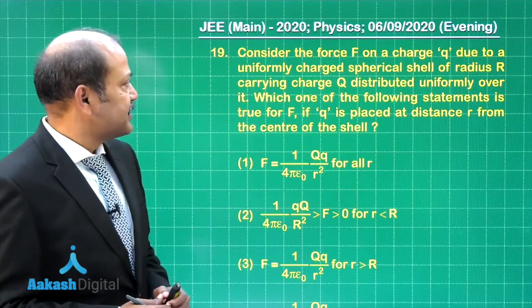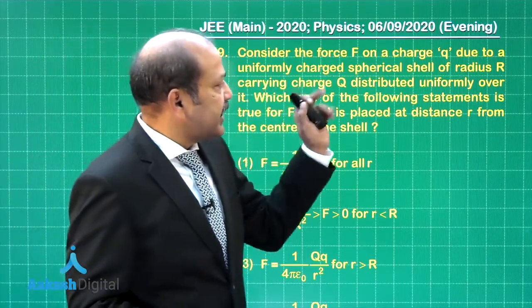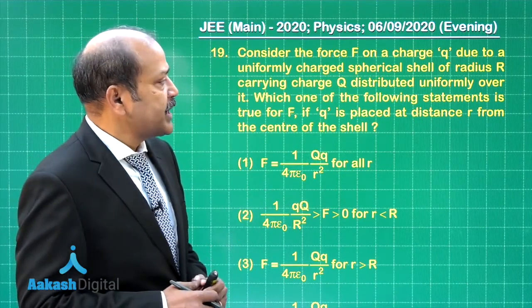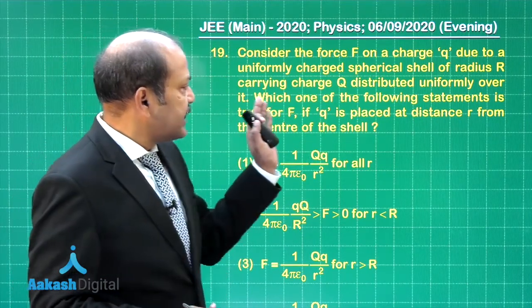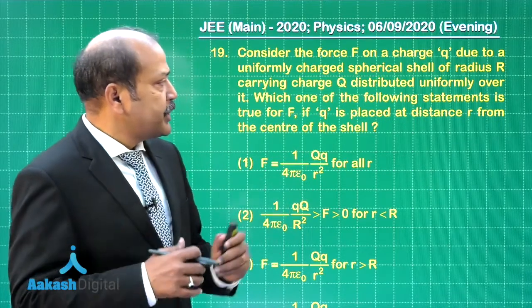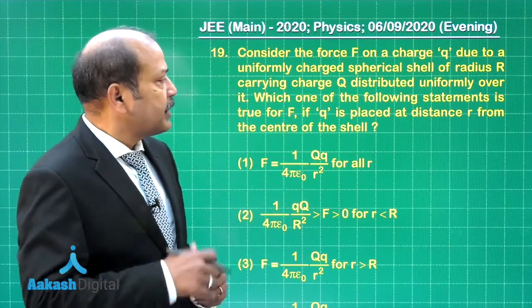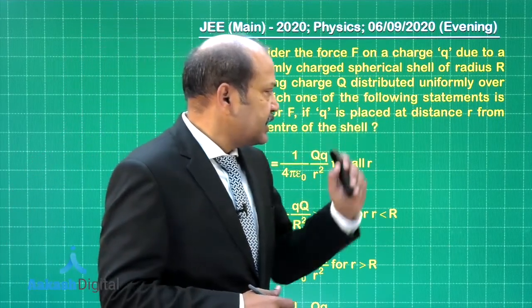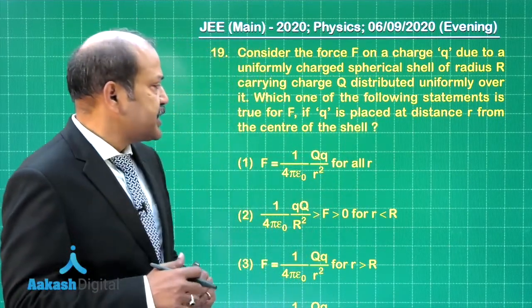Question 19 says, consider the force F on a charge Q due to a uniformly charged spherical shell of radius R carrying charge Q distributed uniformly over it. Which one of the following statements is true for F if q is placed at distance r from the center of the shell?